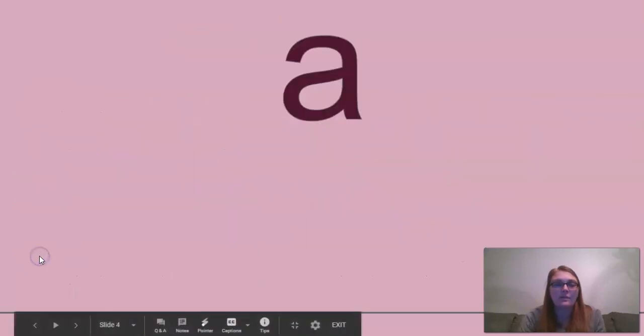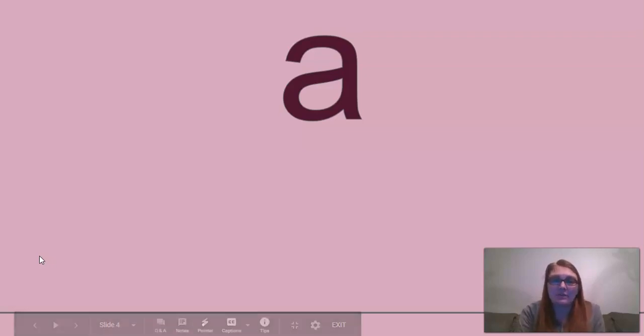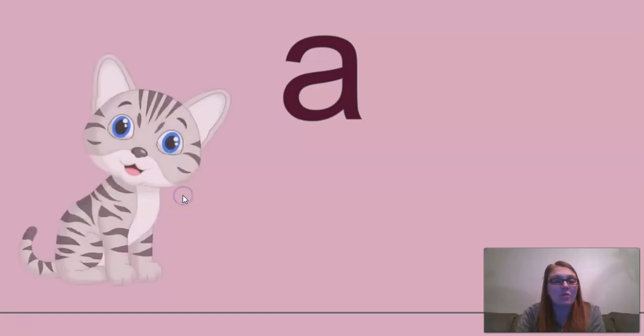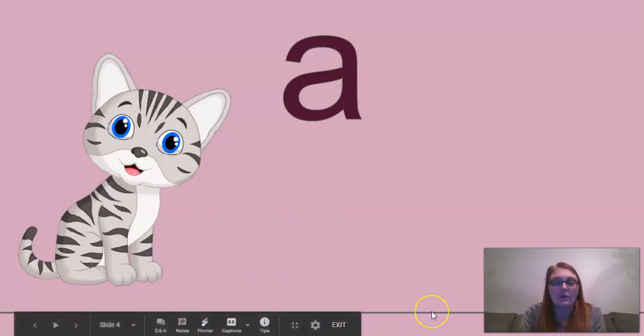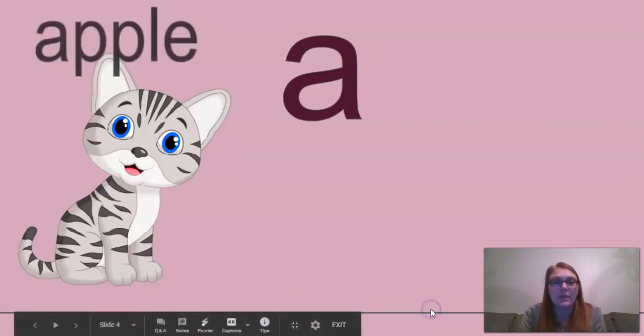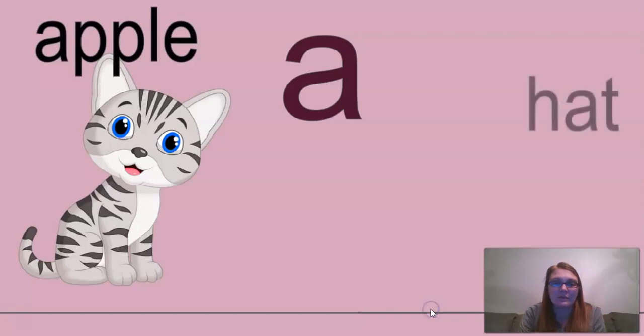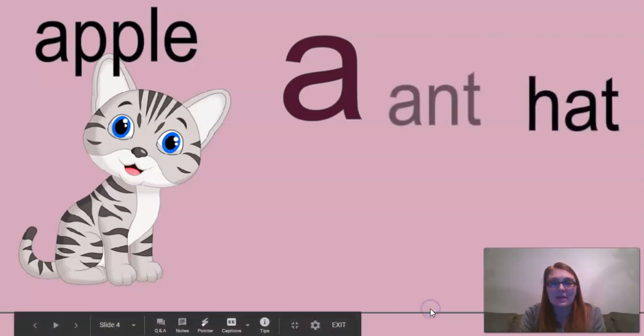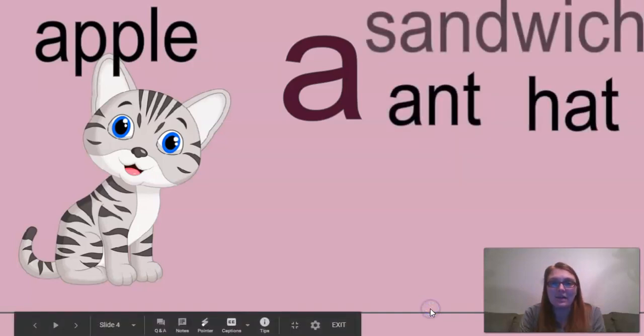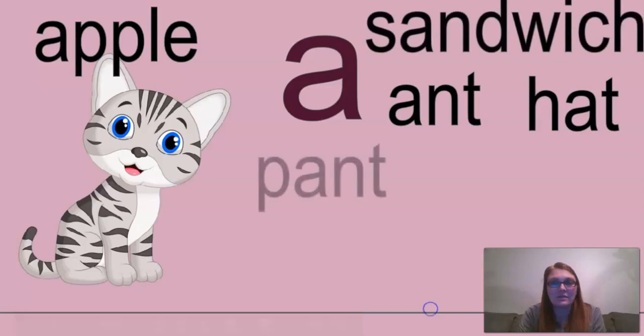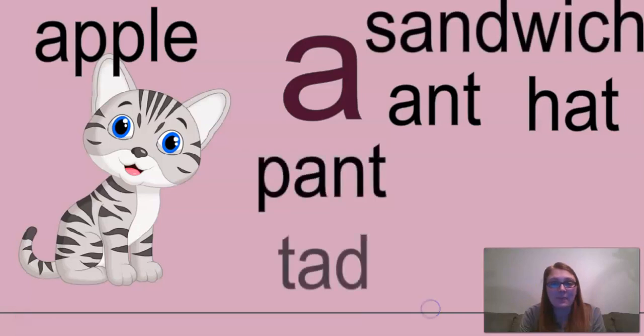Okay. When you see this letter, what sound do you hear? Good. It's a letter A, and you're probably thinking A like in the word cat. Here are a few other short vowel A words: apple, hat, ant, sandwich, pant, tad.